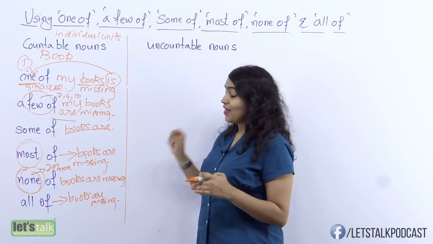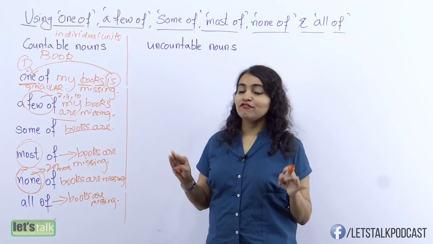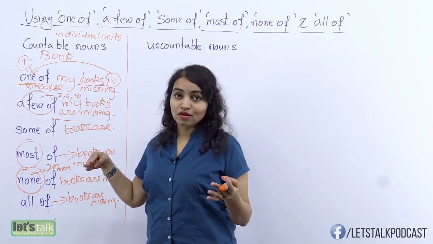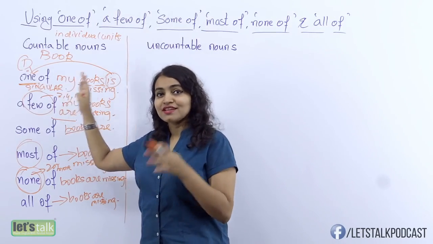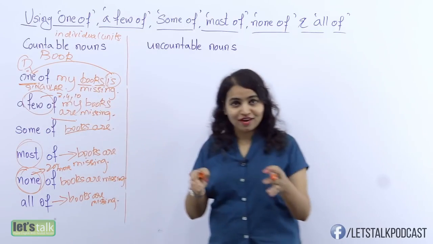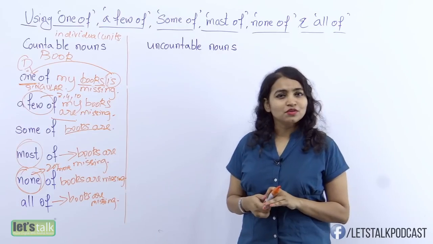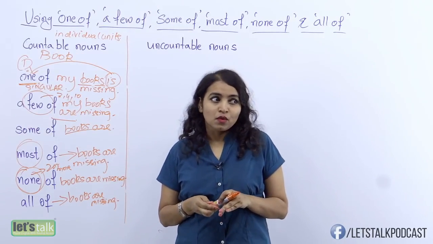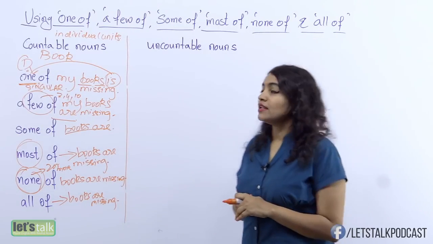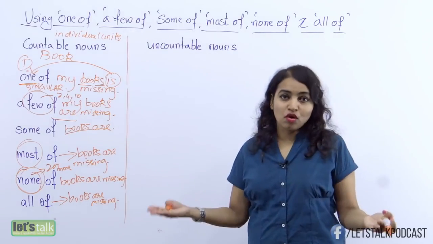Okay? Now, this was something that we followed when we were talking about countable nouns, nouns that we can quantify or divide into individual units. What about uncountable nouns? Well, what are uncountable nouns? Nouns that you cannot quantify.